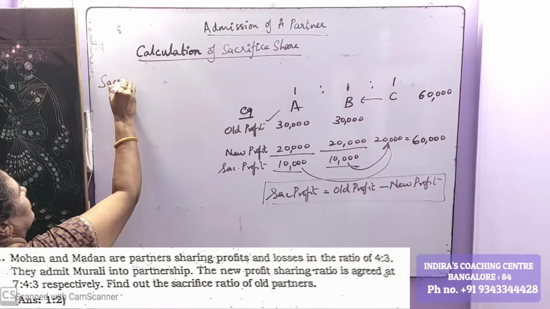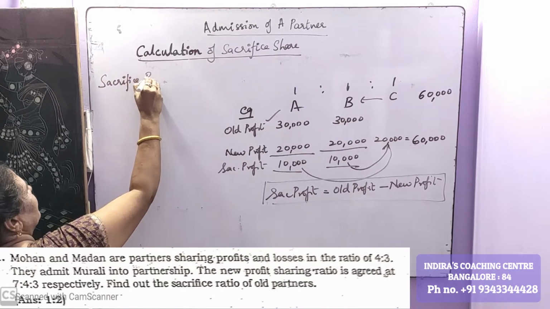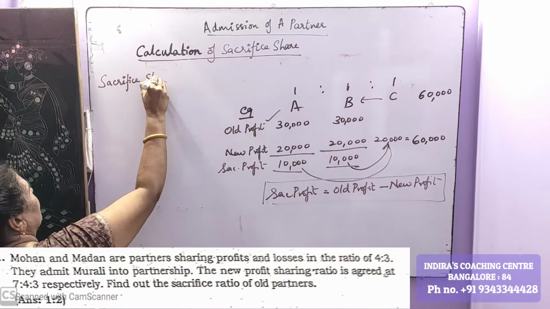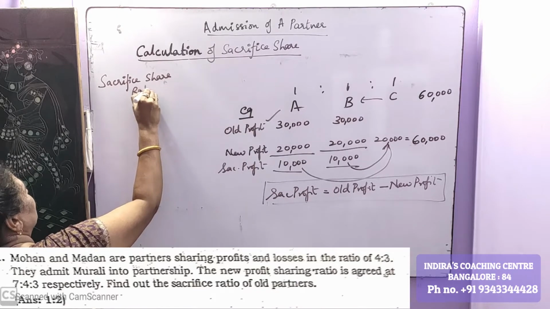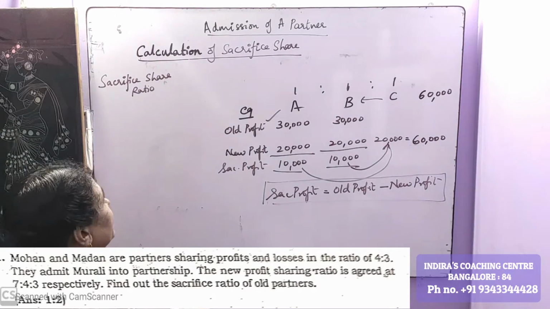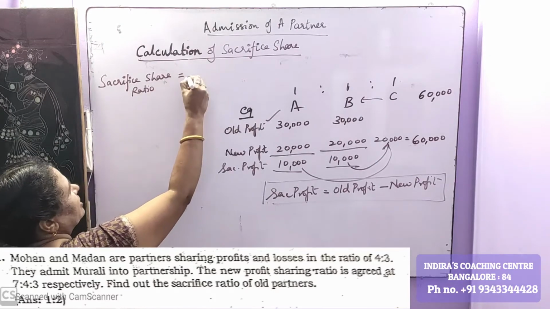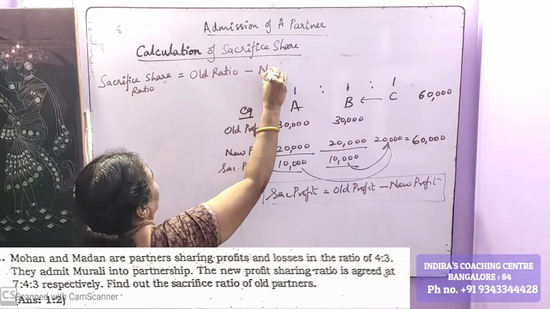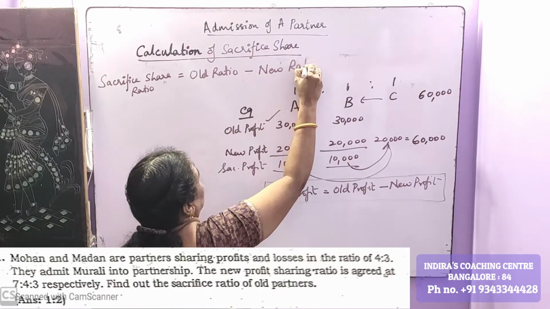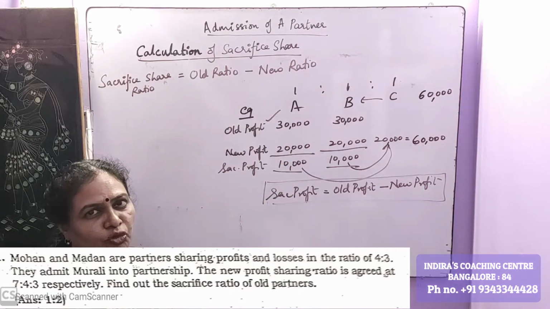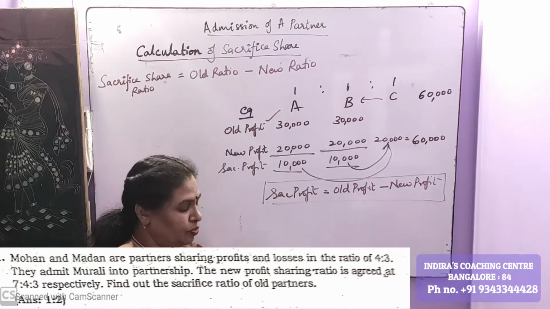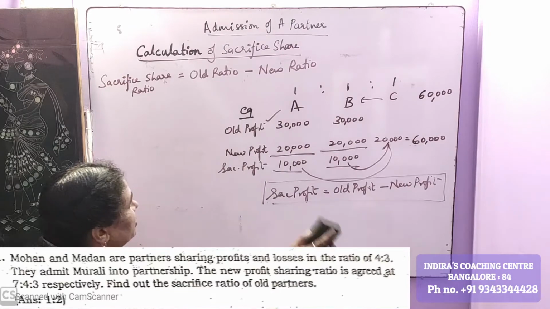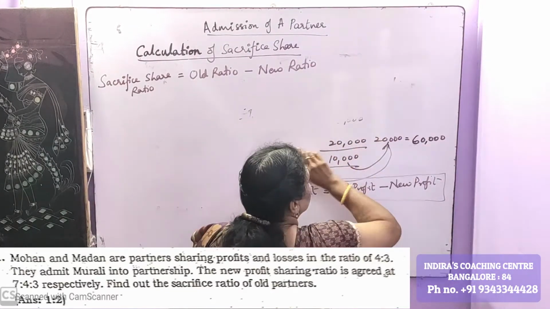Let me write here. Sacrifice, actually it is share. I'll write it as share. Some books are giving it to you as ratios. So sacrifice share is equal to old ratio minus new ratio. Some books will give it to you as old profit sharing ratio and new profit sharing ratio. I am taking it as old ratio minus new ratio. So we just straight away go to problems.